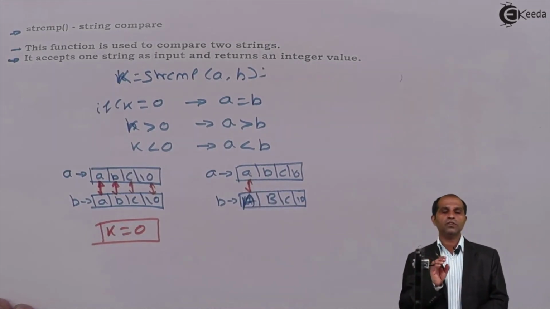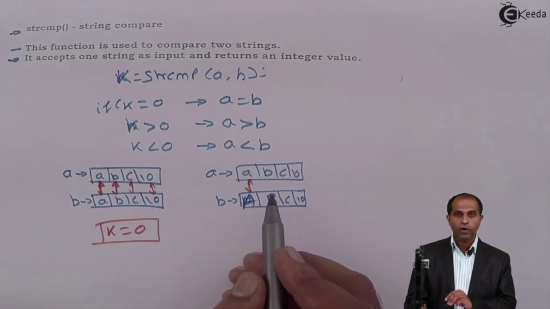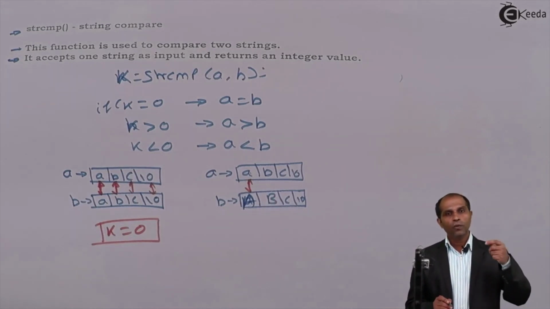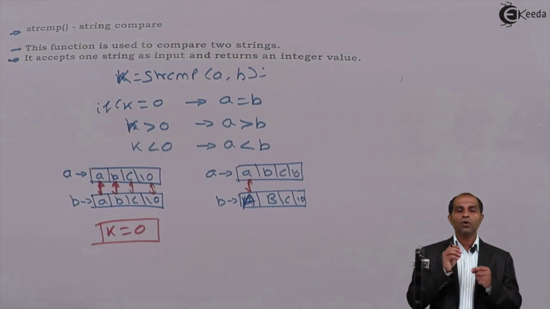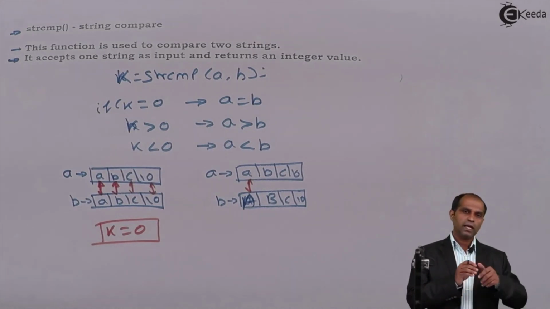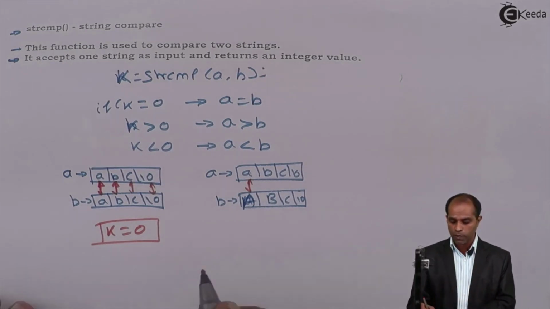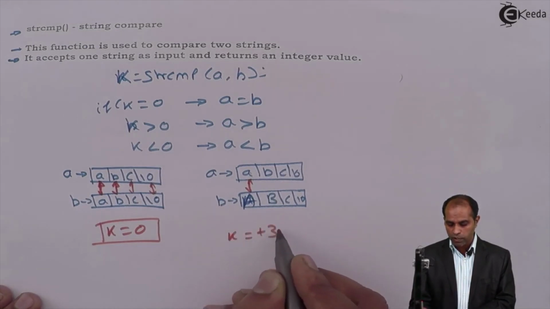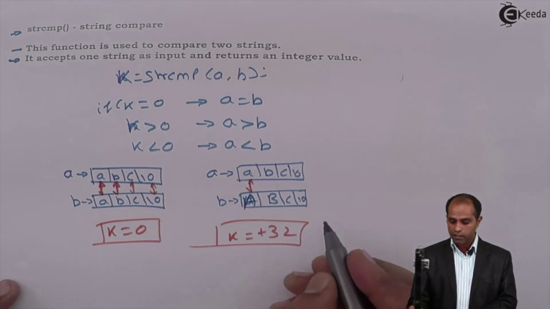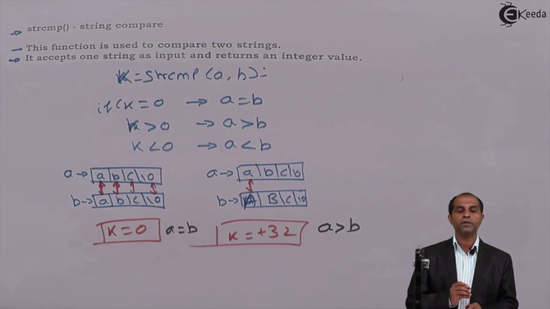If I find a non-zero difference, then you are not supposed to proceed further. There is no fun in doing any more subtraction operations. The subtraction of characters of A with characters of B has to be done only till I find a non-zero difference. At any point when I find a non-zero difference, I'll stop. What is that difference? That difference was plus 32. So k equals plus 32. Plus 32 says that string A is greater than B. Here 0 indicates A equals B.